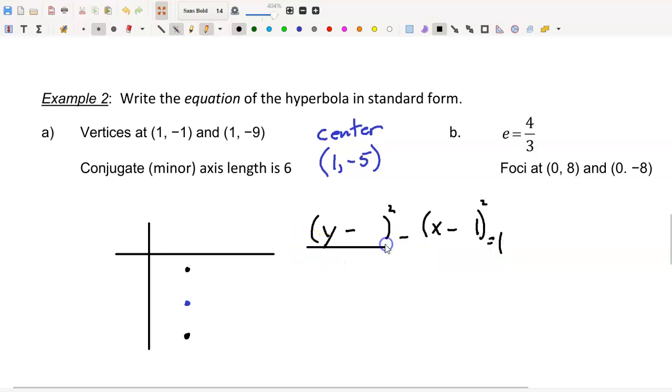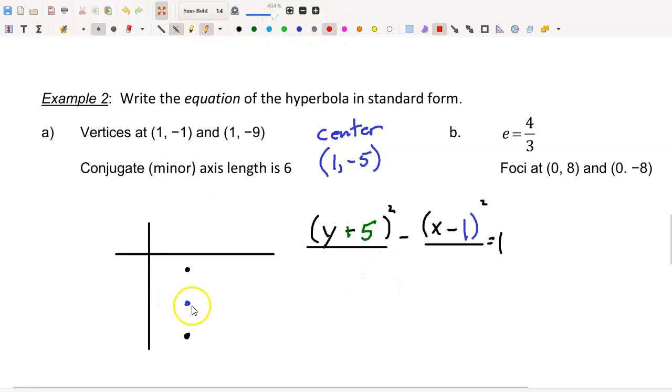I need to find my a and the b. So what goes here? Plus 5. And then minus 1, which I already put in. Minus 1. Now we've got to find a and b, which isn't too bad, right?